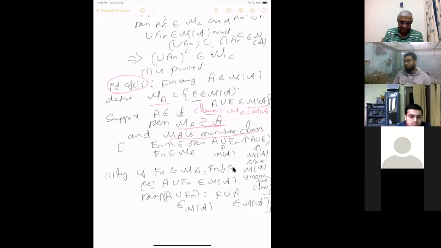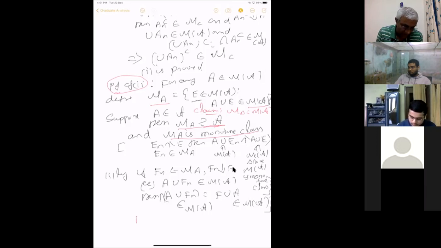Then we are proving that this M subscript A is a monotone class. That's an easy verification. To prove that M subscript A is a monotone class, you have to take some En which is increasing to some E. Then A union En is in M of A. That's the definition. Then the union is also there because that is a monotone class. You just have to be careful; the statement follows immediately by definition, you just have to see the meaning clearly and write it. Similarly, the intersection also. So we have proved that.